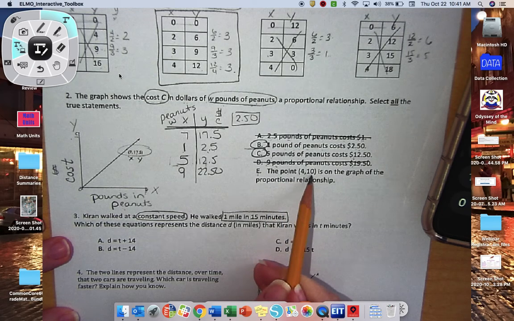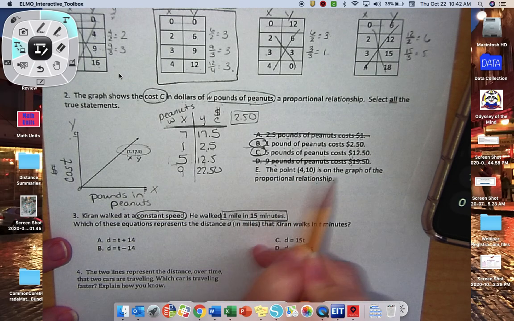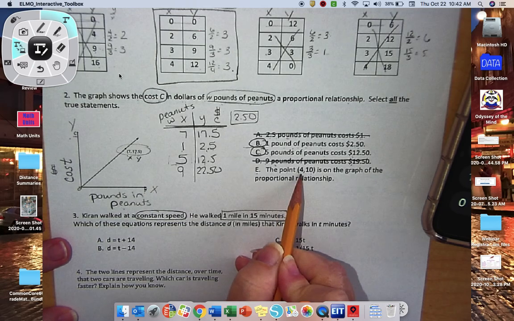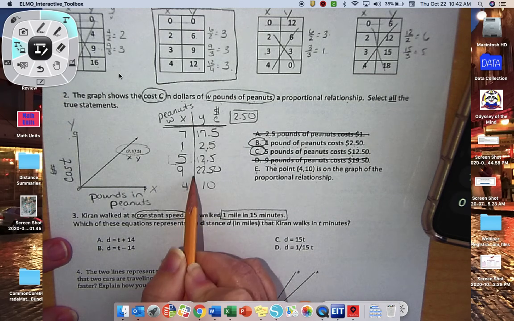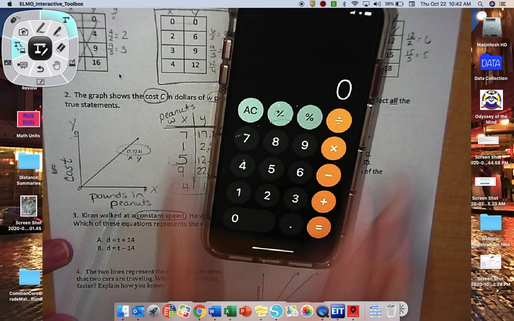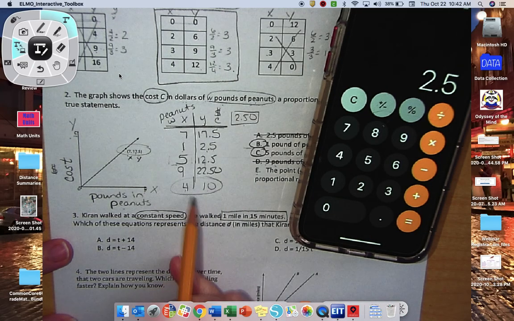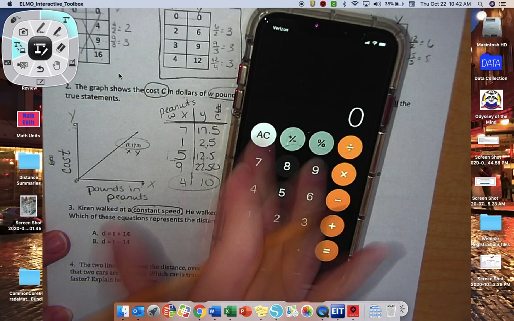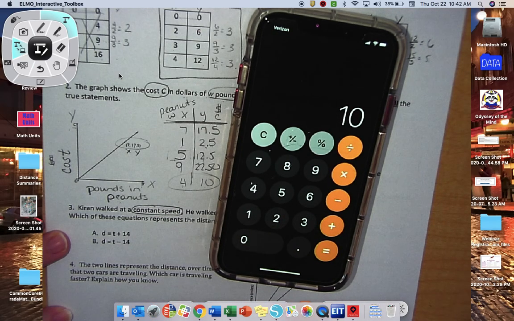And then we've got one more. The point (4, 10) is on the graph of the proportional relationship. All right, guys, so if I have (4, 10), and if it's saying it's on the graph, that means it's going to have the same exact constant of proportionality. So let's test this guy out. If my first number is 4 and the other one is 10, what's the constant of proportionality for this? 10 divided by 4, because it's y over x, you get 2.5. Well, guess what? It matches every single other one. So E is a correct answer for this problem. The other way that you could have done this is you could have said, well, if my x is 4 and I multiply by 2.5, do I get 10? And of course you do.